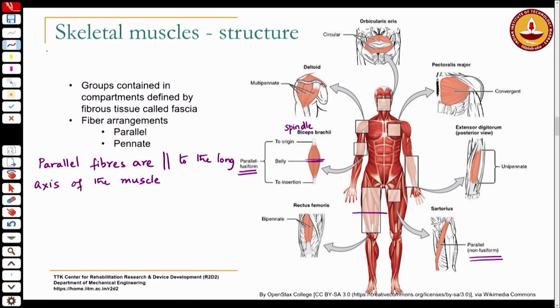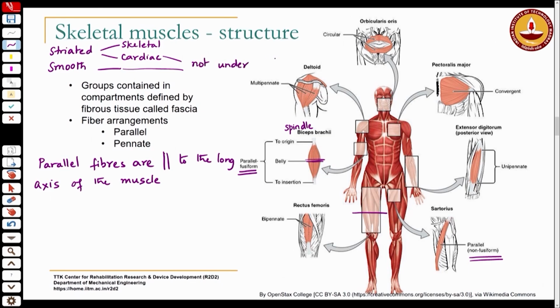So, let me just mention that you have striated muscle, the first kind of differentiation, and you have smooth muscle, and striated can be either skeletal or cardiac muscle, and then you have of course the smooth muscles. The thing about the cardiac and the smooth muscles is that they are not under voluntary control.